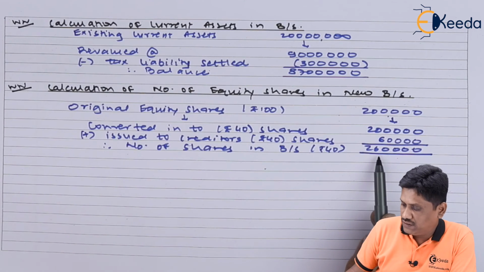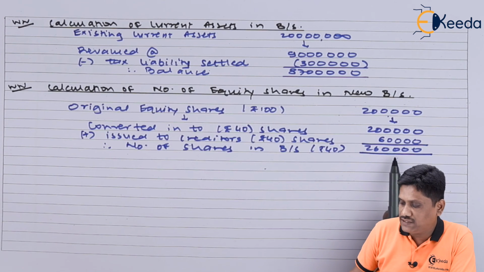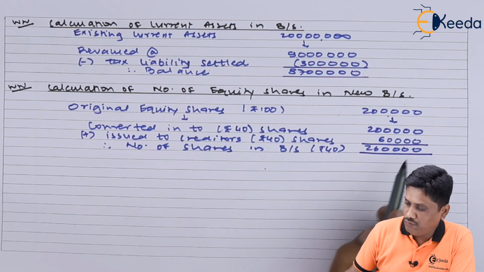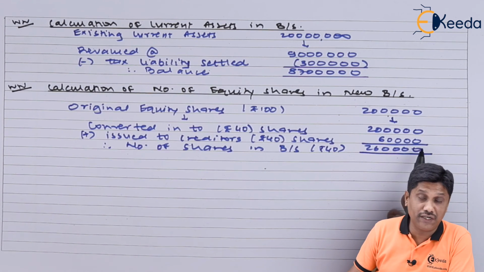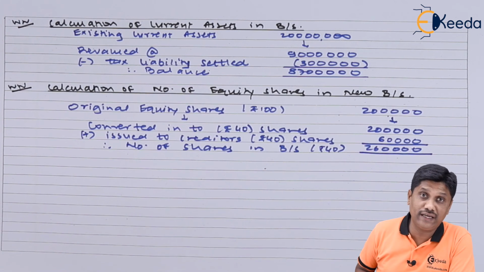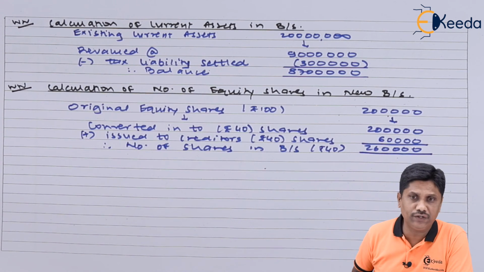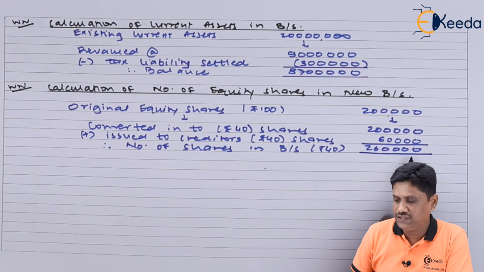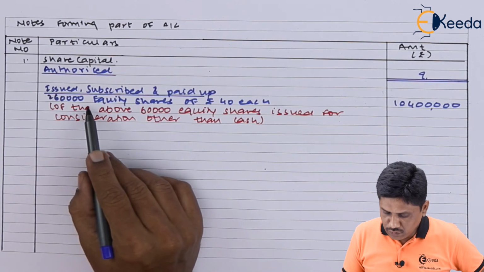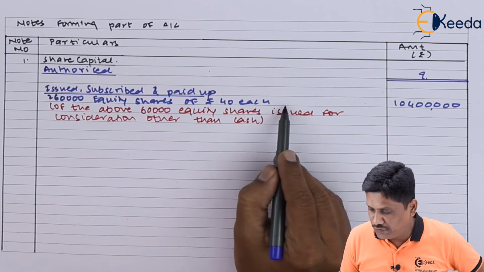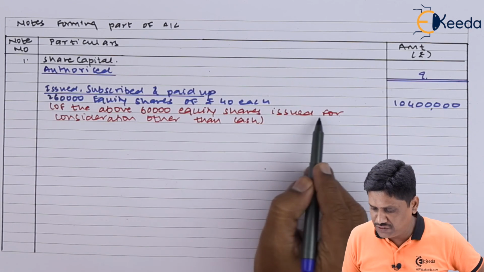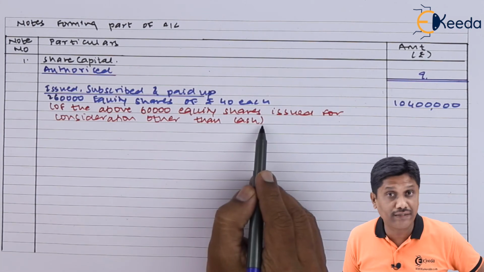Friends, you can notice there are 2,60,000 shares of rupees 40 each which will appear in the balance sheet. Of those, 60,000 were issued to the creditors for settlement. Therefore, these shares are issued for consideration other than cash, for which I will definitely write a note. Firstly, let me write 2,60,000 equity shares of rupees 40 each. Amount is 1 crore 4 lakhs. Of the above, 60,000 equity shares were issued for consideration other than cash.